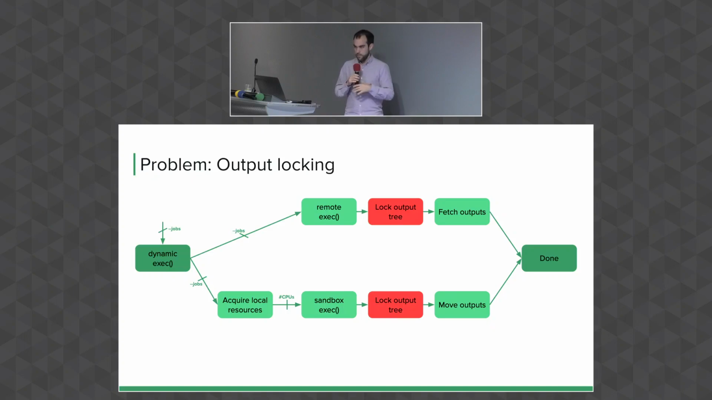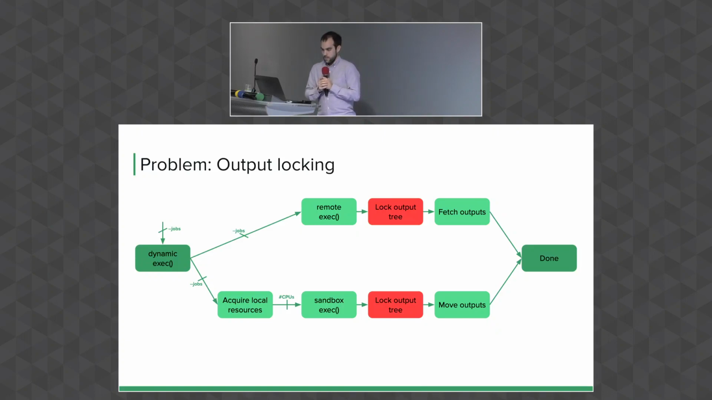Okay, the first problem is output locking, right? We have the dynamic scheduler running 2 things at once, and these 2 things want to write to the same output files in your output tree. How do you fix that? Well, you put a lock. Very, very simple. Actually, the way this works is in the code, we spawn the 2 strategies, remote and local, or sandbox in this case. They do their stuff, and then right before they have the outputs available, they take the lock for that specific action. And in the remote case, we fetch the outputs and put them into their location. And in the sandboxing place, we move the outputs to where they belong.